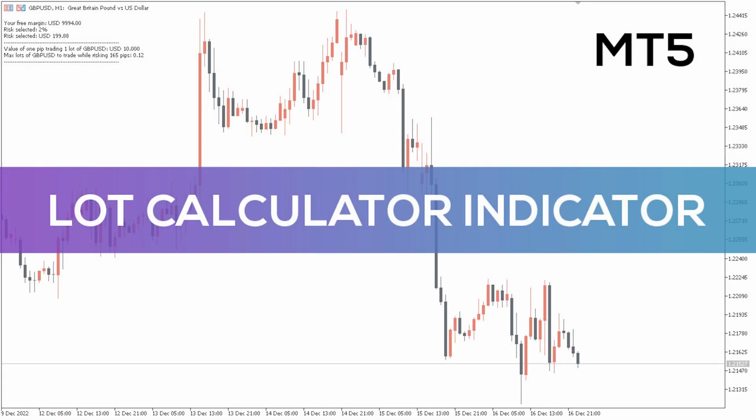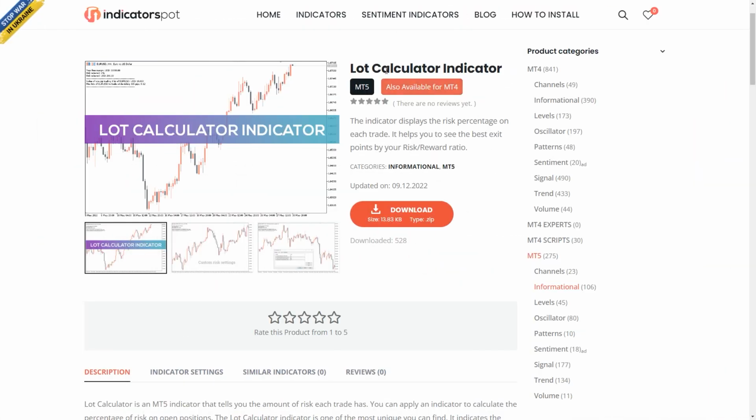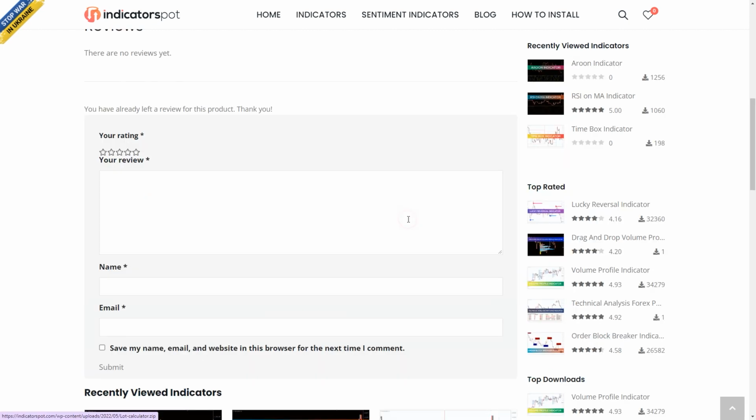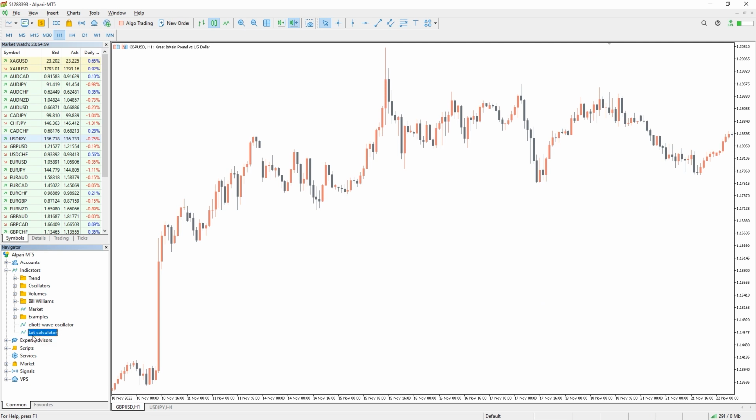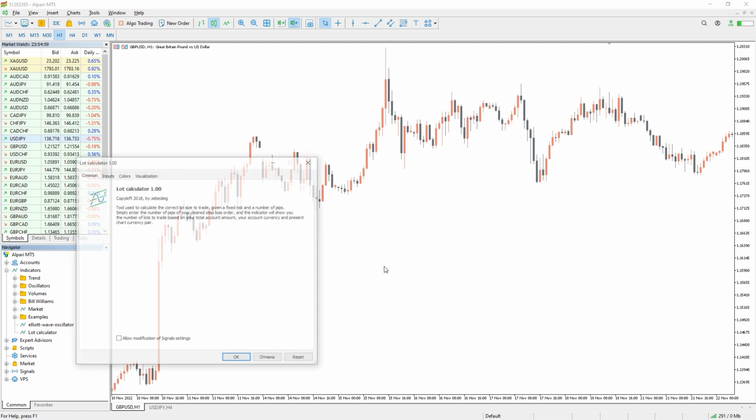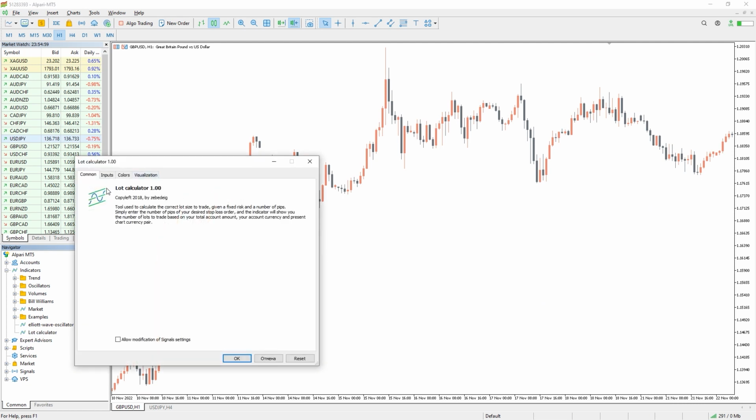Hey fellow traders, in this video we're gonna take a look at the lot calculator indicator for MT5. You can download this indicator by the link in the description below. To run this indicator, simply drag the lot calculator indicator from the indicator list to your MT5 chart.